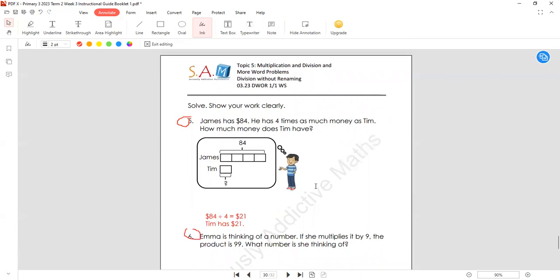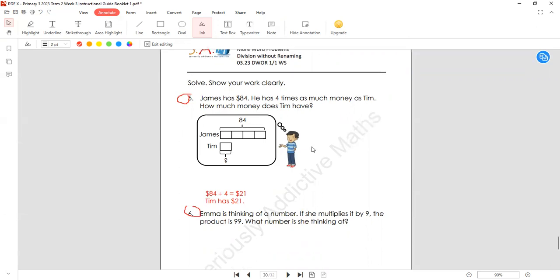Here, get them to draw the model out. James has, oh, actually this is already drawn. But James has $84. He has 4 times as much money as Tim. But it's good to get them to draw on their own. Explain to them how this is drawn like that. 4 times means 4 units. So if Tim is 1 unit, James, being 4 times more, is 4 units.